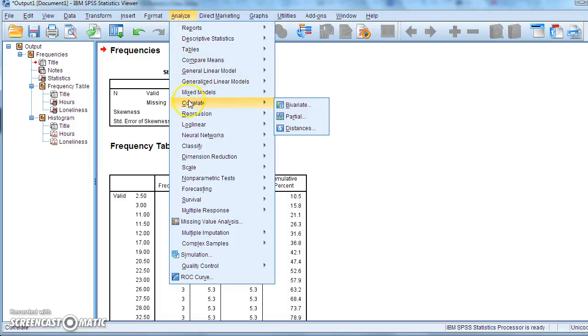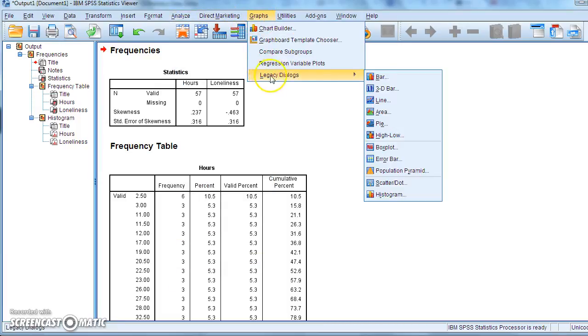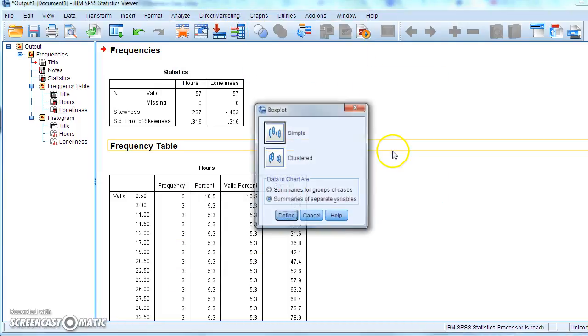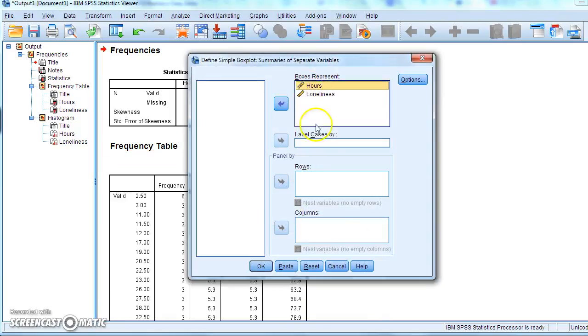and see if there's any outliers in these two conditions. So we go to graphs, legacy dialogs, and box plots here, like that. Because we've got a within participants design here, if you like, each person being measured twice, we want simple and we want summaries of separate variables. So the second option, and then we simply put the boxes represent those, and we click OK.